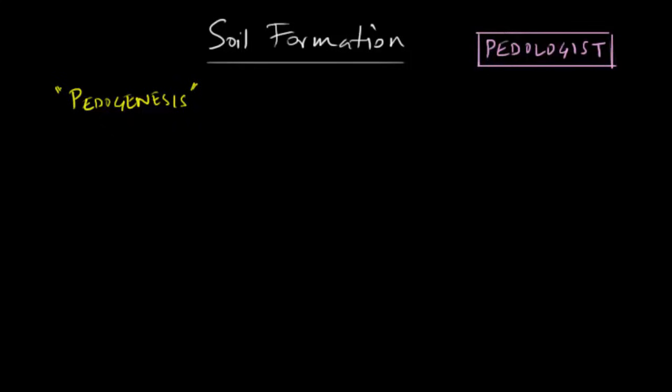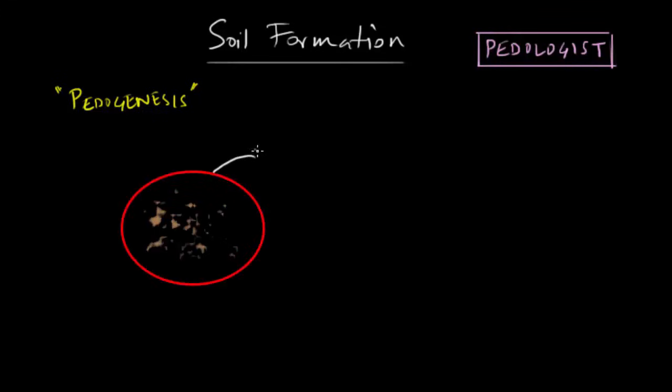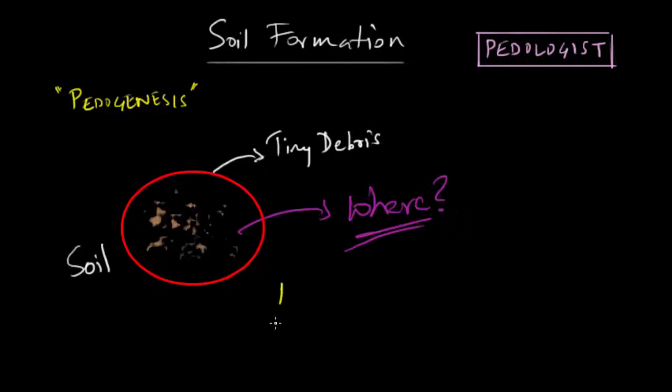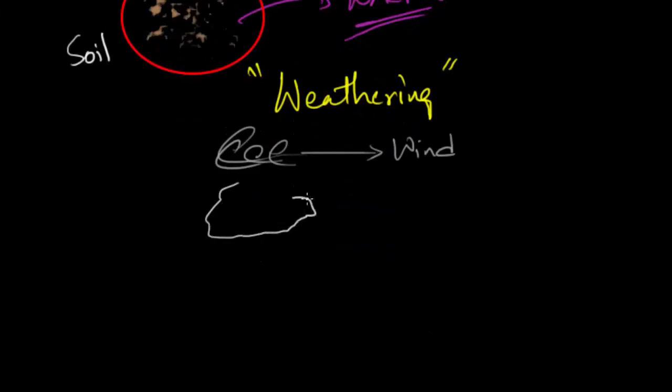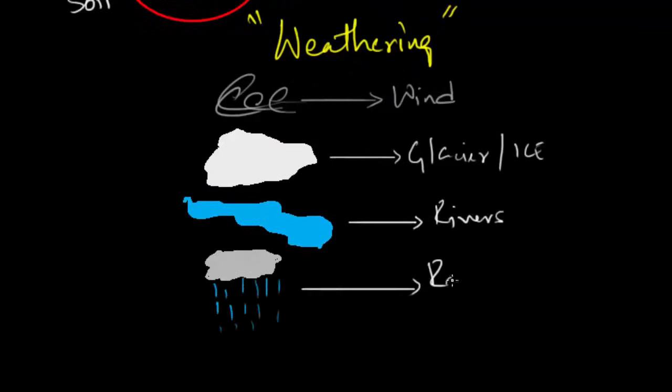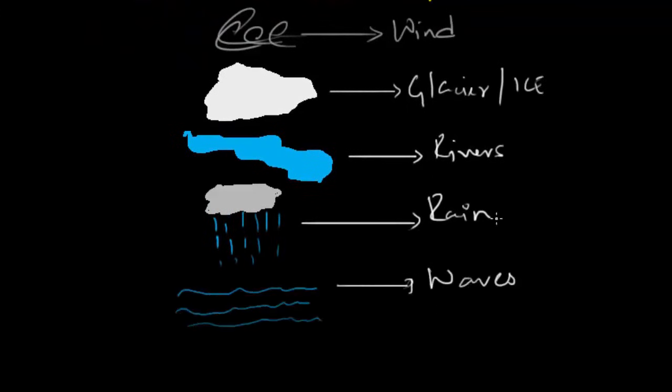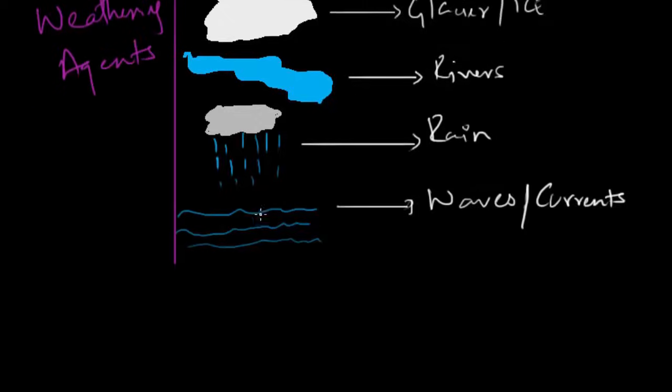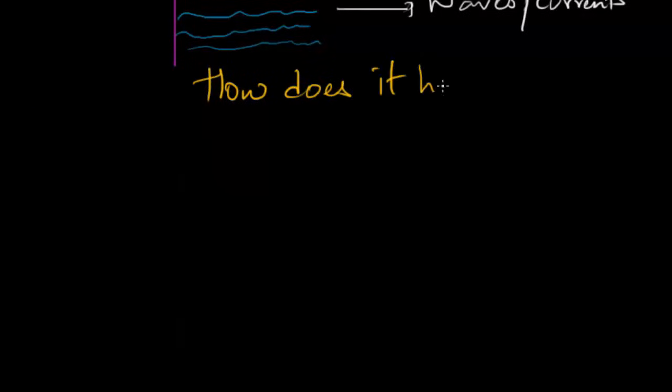Now when we think of soil, these are tiny debris or particles. And where do these particles come from? Now that's the first question in soil formation. It all starts with weathering of rocks. Weathering is an exogenic force. Rocks get weathered due to activities of wind, glaciers, rivers, rain, waves and currents. So these are agents that help in weathering rocks. But how does it happen? That's what we'll see now.